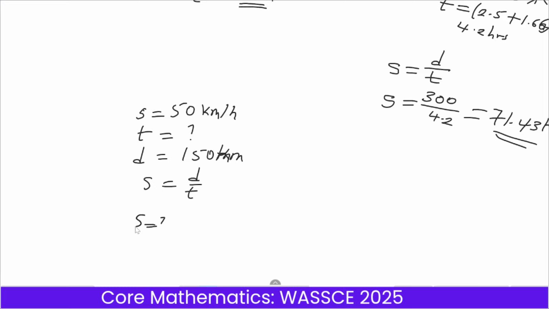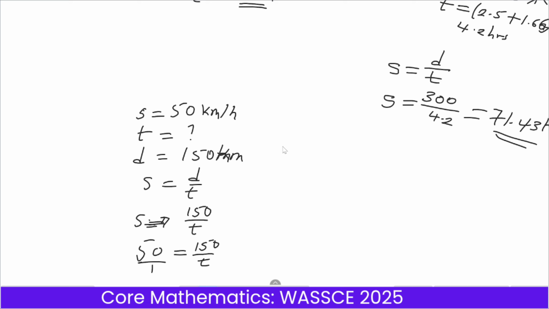We know our values, so let's go. We have our speed equal to distance, which is 150, over t. We don't know t. We know our speed, which is 50, so we can put that in. 50 is equal to 150 over t. A number standing alone is basically over 1, so we can do cross multiplication easily.